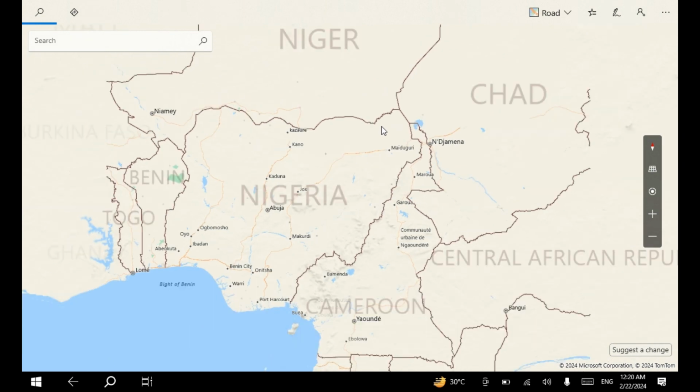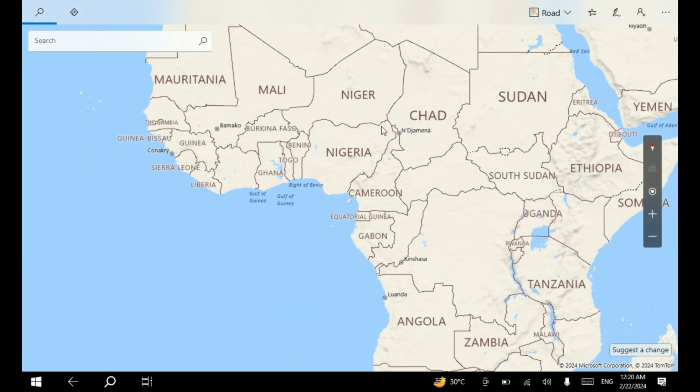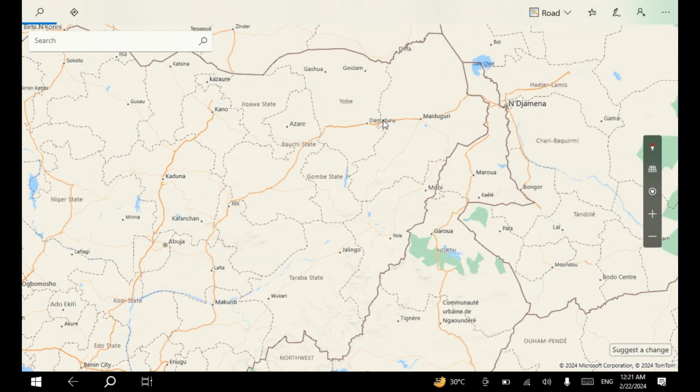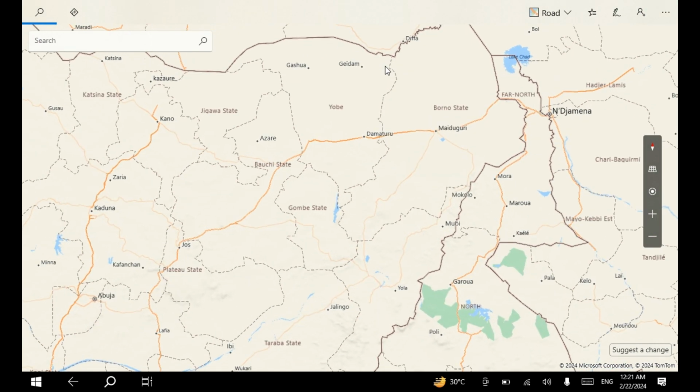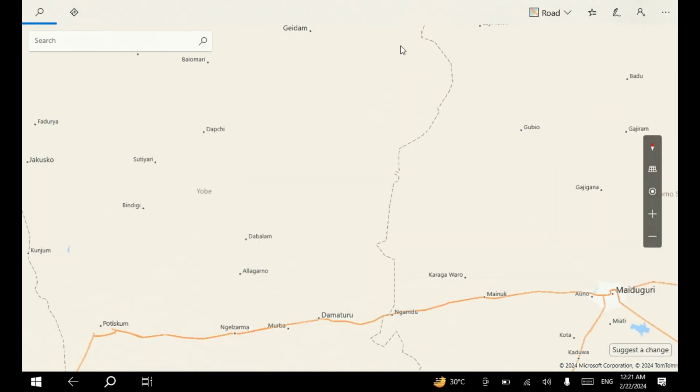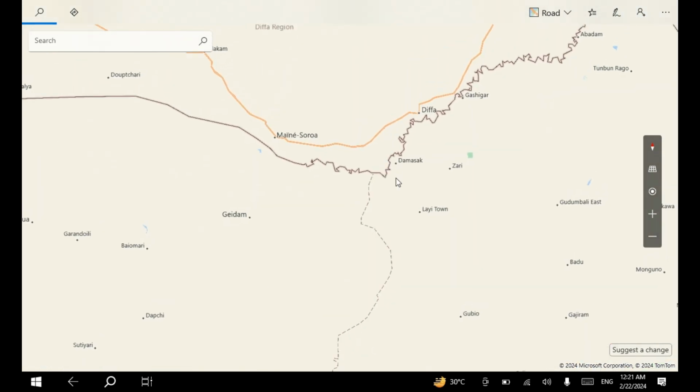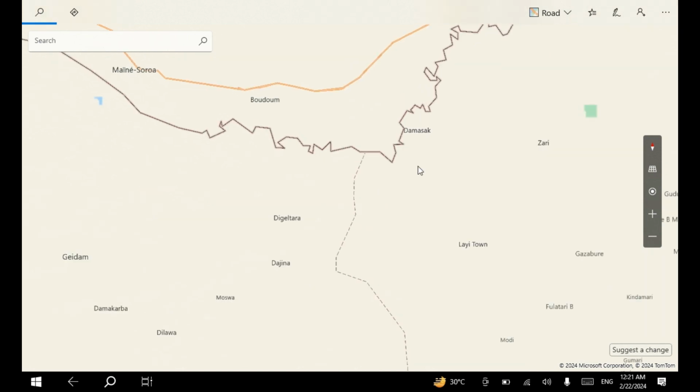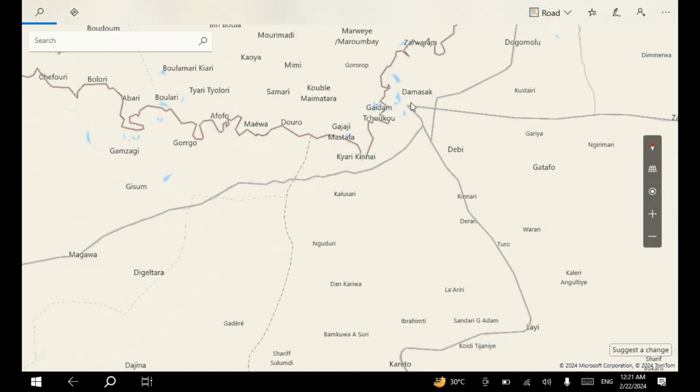Northwest Semitic people, or Northwest Negroes, Northwest Afros, Northwest dark races. These are where the Semitic dwell. They live in West Africa. Are you getting this? Let me come again. You see that? Damisak? You see that? Damisak?